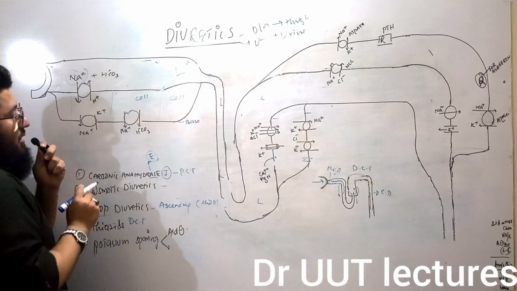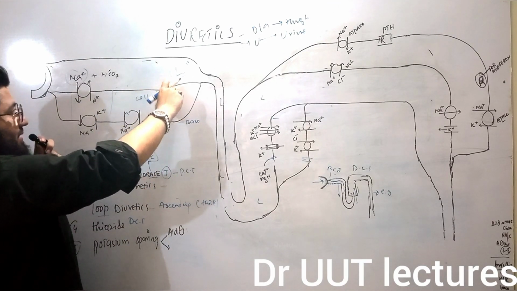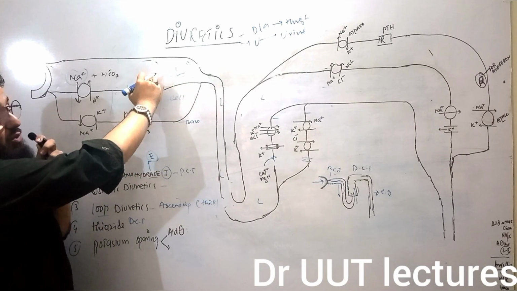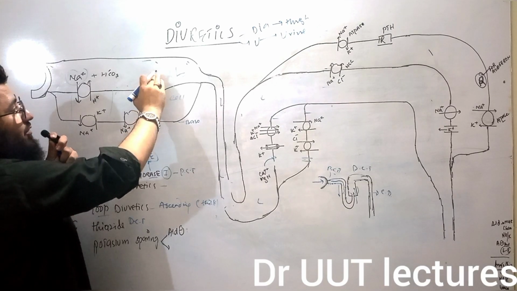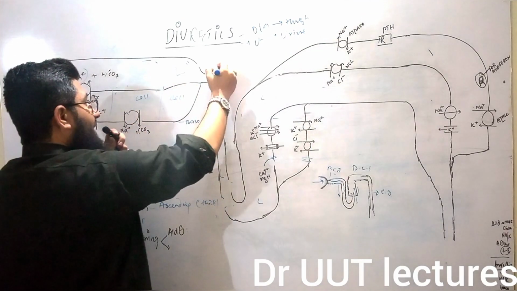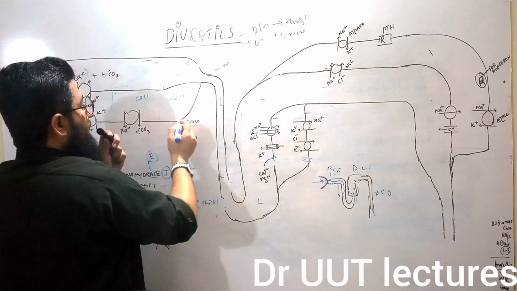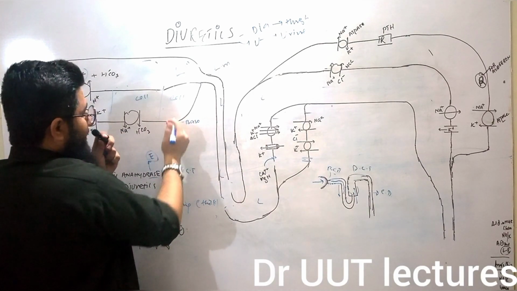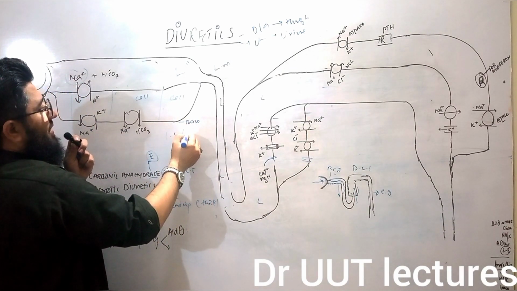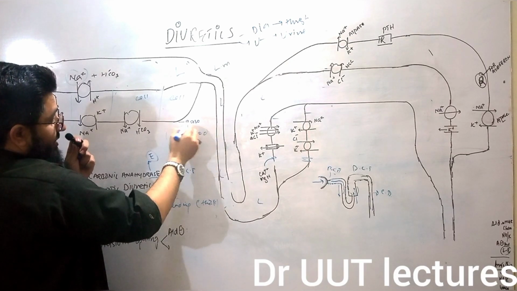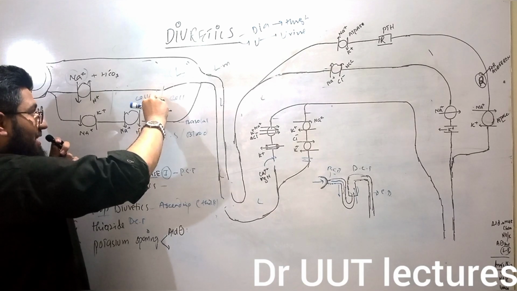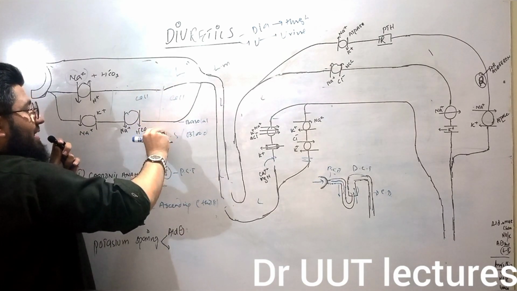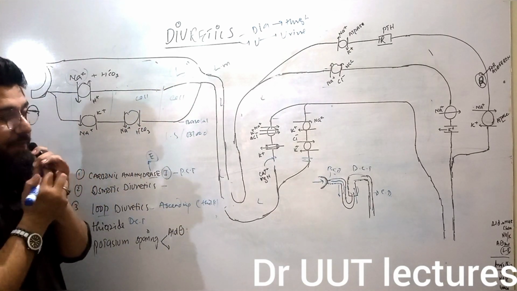Now the cells face the innermost portion of the nephron tubule, which is called the lumen. This portion is called the luminal membrane, and this is the portion that is facing the interstitium, or in short, the blood, and this is called the basolateral membrane. So the cell is facing the lumen on one side, and the other side is facing the interstitium or the blood.